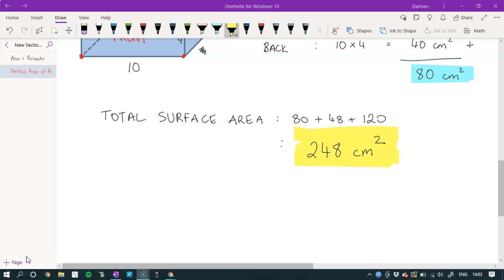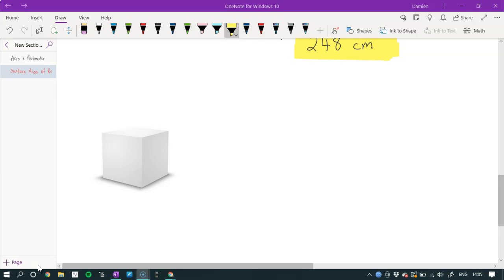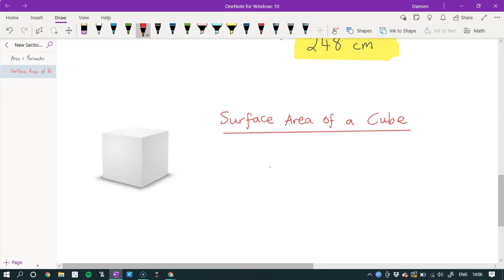Right, so let's try another example. This time we're going to take a cube. So in this next one, we're going to work with a cube. And this is done exactly the same way. So this is going to be surface area of a cube. But this is actually a little bit quicker. Okay, so in this one, we're going to look at the surface area of a cube.